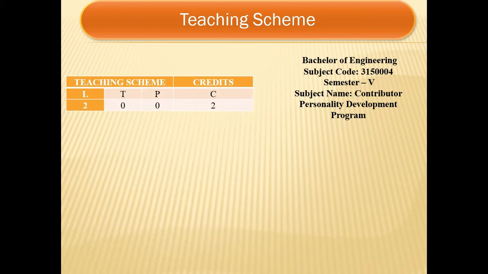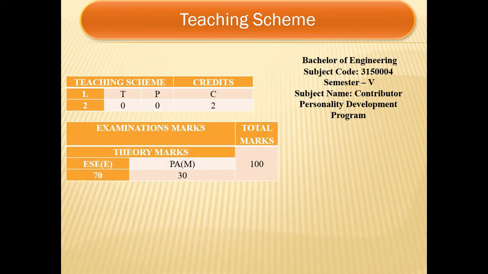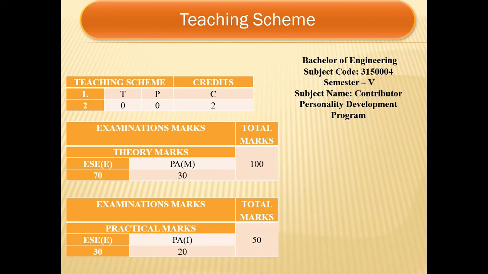Now in the teaching scheme, there are 2 lectures provided, no tutorial, no practical, and a credit of 2. The examination marks for the theory part: ESE will be 70 marks and PA will be 30 marks, and the total is 100 marks. For practical marks, ESE will be 30 marks and internal PA will be 20 marks, which is 50 marks. So the total of this subject is 150 marks, and out of 150 marks your grade will be provided.